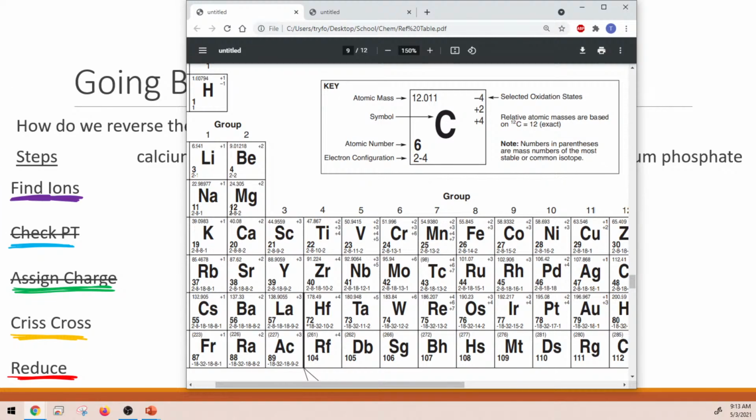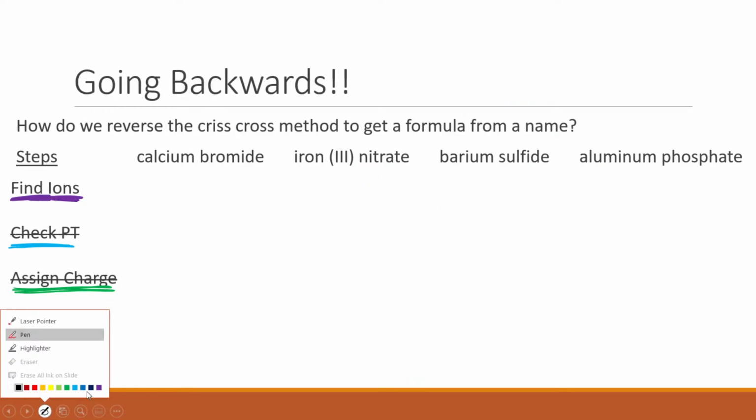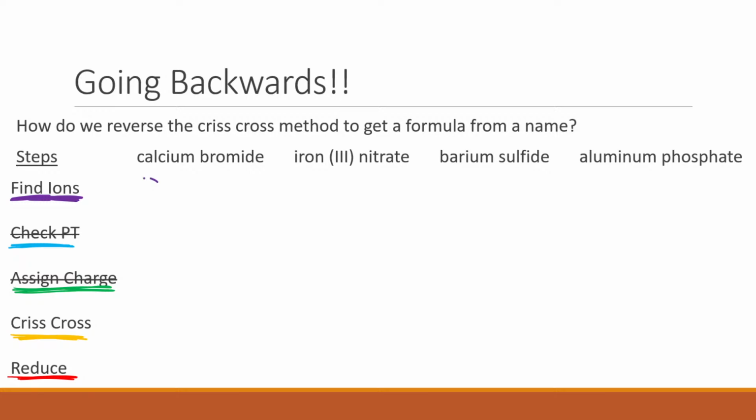Here is our periodic table. Calcium is right here, Ca. And we look at the periodic table, we look at the charge, it has a +2. So we're going to translate that over. We've got Ca +2.